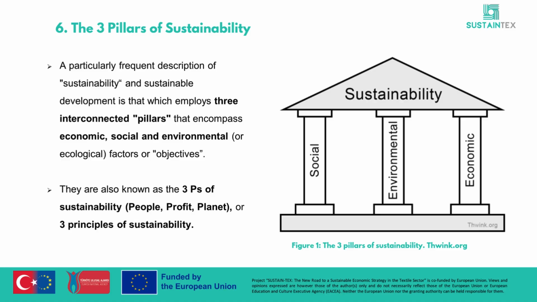A particularly frequent description of sustainability or sustainable development is that it employs three interconnected pillars that encompass economic, social, and environmental, or ecological factors, or objectives. They are also known as the three Ps of sustainability: people, profit, planet, or three principles of sustainability.